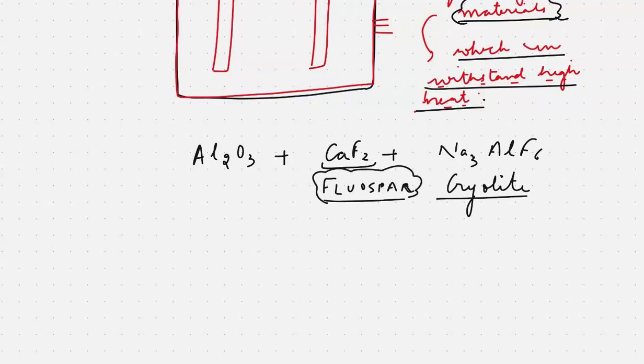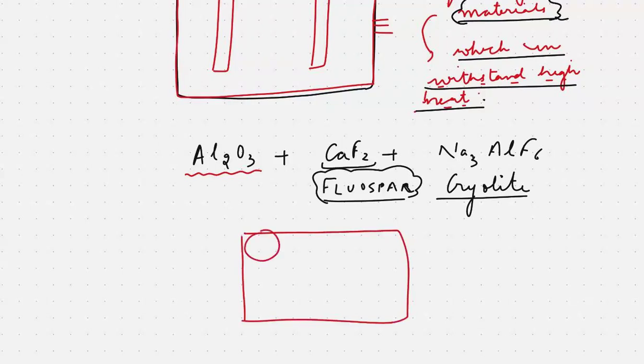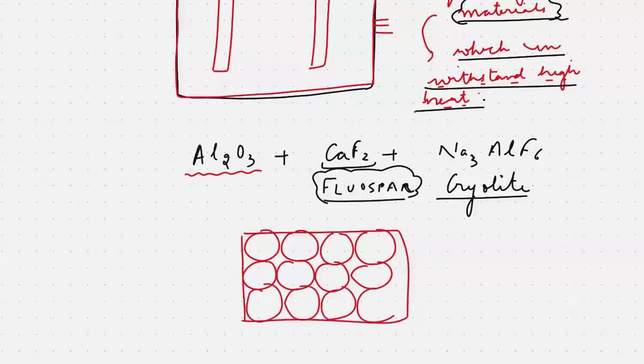Just see. When we have Al2O3 and cryolite, let's say we have this crystal, and every circle represents one full Al2O3. Imagine if we have pure Al2O3, it is going to be a very tight crystal. Am I right? But once I melt it and add CaF2, CaF2 will be of a different size, and Na3AlF6 will be of another size.